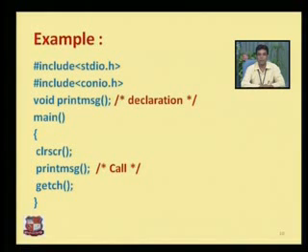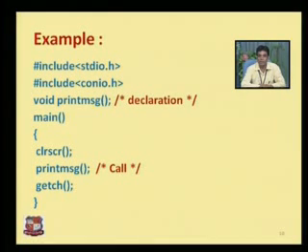We have an example: hash include stdio.h, hash include conio.h. Then void print message. Print message is a particular type of function, and we use a semicolon in that part, that is a declaration. Then we start our main function. In the curly braces we have clear screen, then print message, and that is a call. We have defined that a call is there.